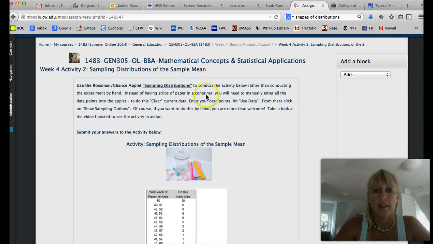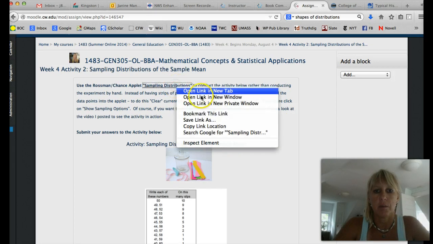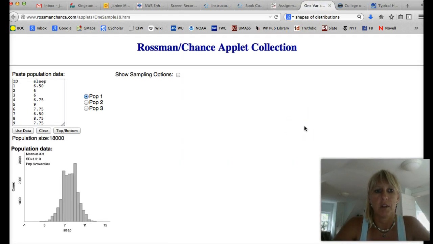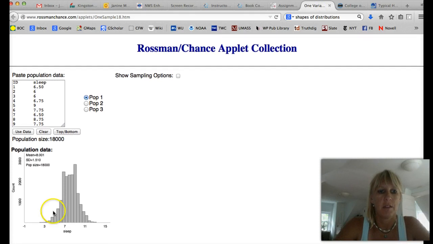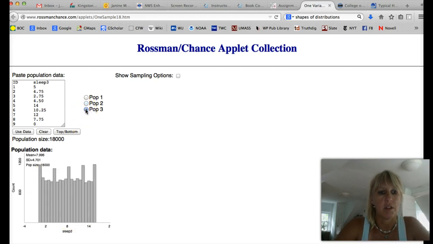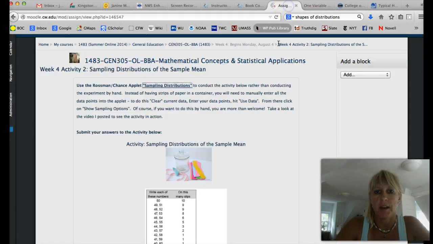Okay, so now that I've read that, I'm going to open up the sampling distributions in another window. And that's what it looks like right here. So this is the particular population that is already in the computer program. Here's population 2. Actually, the population size is 18,000. Population 2 looks like this, a skewed distribution to the right, and population 3 looks like this, pretty uniform, with the exception of those bars. Okay, I'm going to go back to the assignment now.